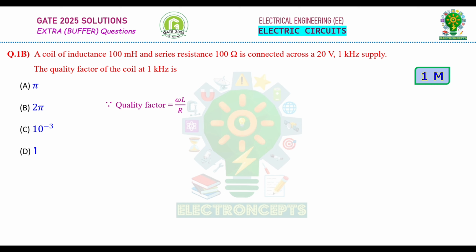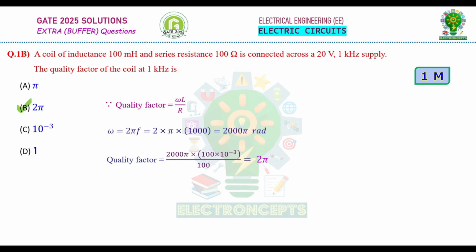In the question, the values of L and R are given. We need to calculate the value of omega, which is equal to 2 pi f. Substituting the frequency 1 kHz, we get 2000 pi radians per second. Therefore, quality factor is equal to omega 2000 pi multiplied with inductance 100 milli divided by resistance 100 ohm, which is equal to 2 pi. Therefore, option B is correct.